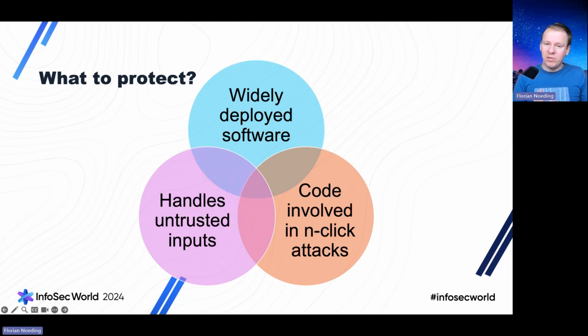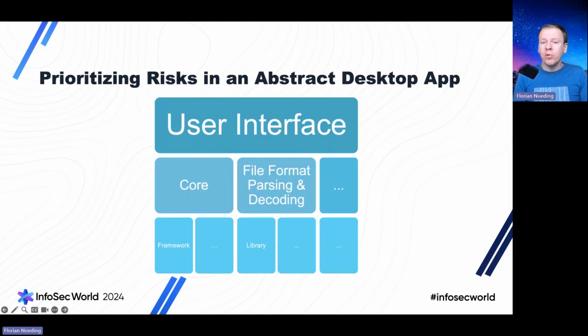For example, if you've received a PDF, you open it in an app, and then the exploit is triggered. If there are still instructions in the PDF, like you first have to click here, then it's one click more. That's the basic idea. So we need to understand what code is involved in these n-click attacks. I mostly work on desktop applications, and that is why I brought this example here.